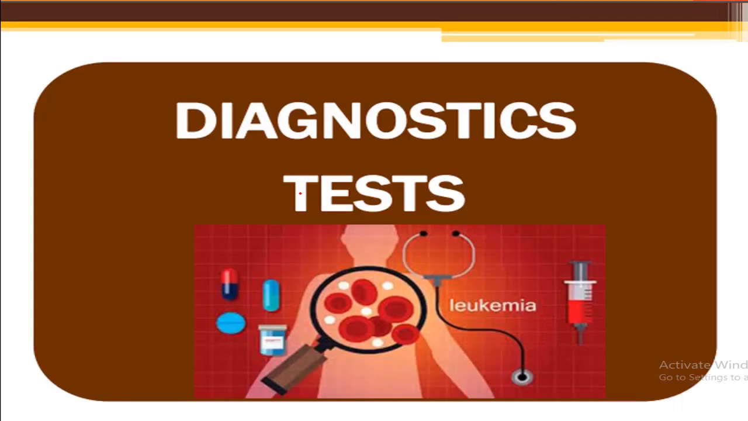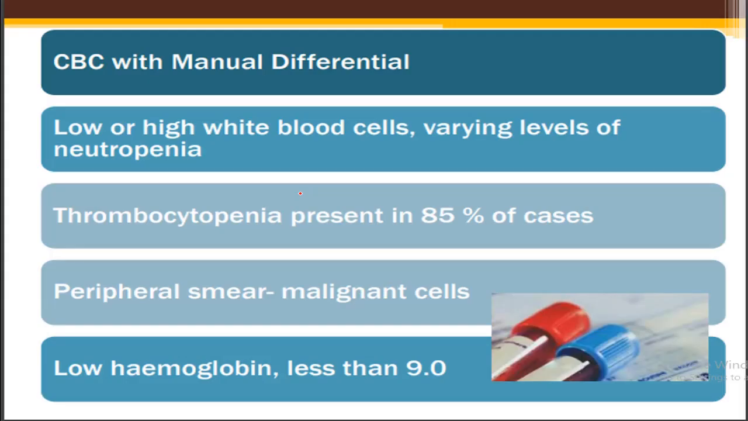So, anong mga diagnostic tests that are performed to diagnose leukemia? First is your CBC with manual differentiation. Dito sa CBC, kina-count nila yung mga blood cells, right? And while doing the counting, they will also try to manually differentiate the cells, okay? They will try to differentiate if it is young cells or immature cells or already mature blood cells, okay? To detect if there is leukemia.